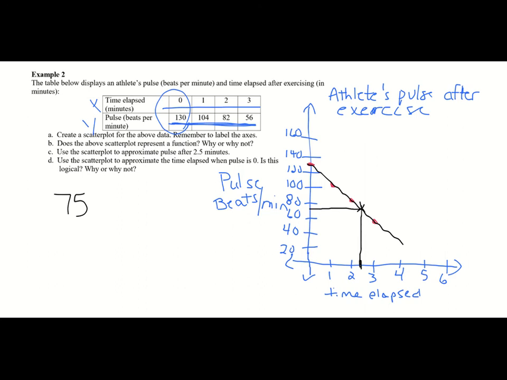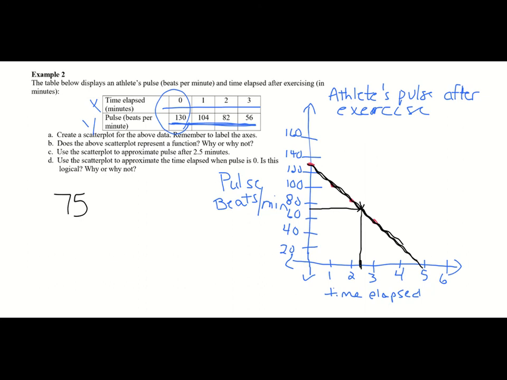And then use the scatter plot to approximate the time elapsed when the pulse is 0. So if I continue out this line and go down, it's close to 5 minutes when that pulse is 0. But is this logical? If it continues down like this in this downward spiral, is that logical? I want you to think about this. We're talking about an athlete's pulse. If your pulse is 0, what's wrong? Hopefully you're like, you're dead because you don't have a pulse.